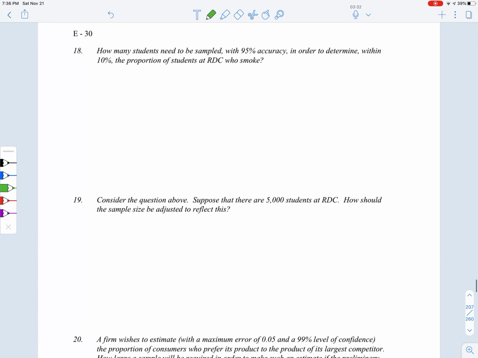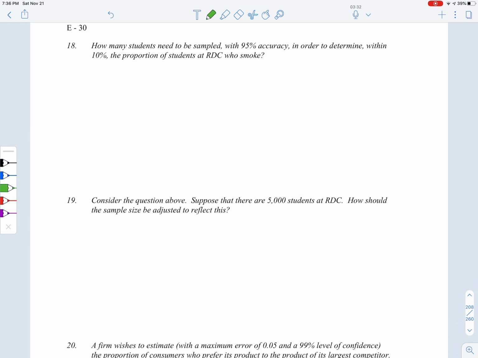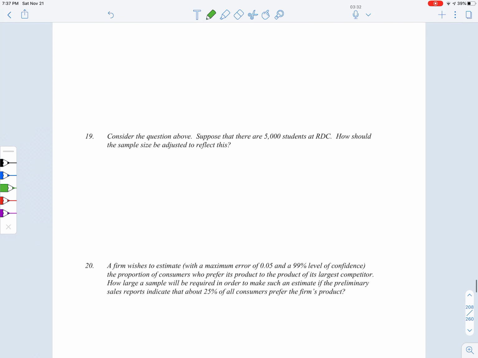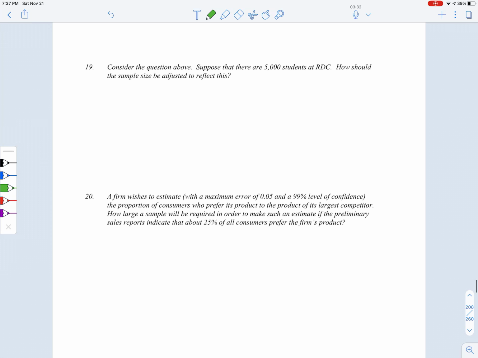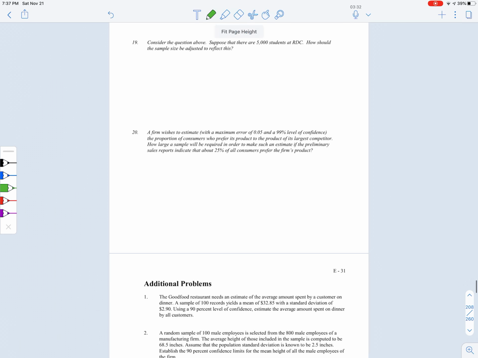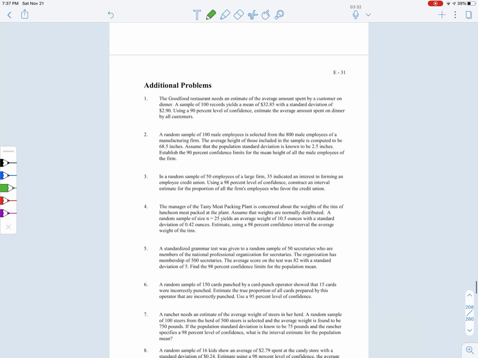That leaves us with one last page here. So I'd like you to do this for homework. How many students would need to be sampled with 95% accuracy in order to determine within 10% the proportion of students at RDC? Notice that all you're given here is the level of confidence and the error. So you're not given the p-bar. So again, what do you do in that case? And then we're going to make an adjustment here. 5,000 students at RDC. It's actually bigger than that, but we're just going to use something like that. And then there's one more problem down here that I'd like you to do.